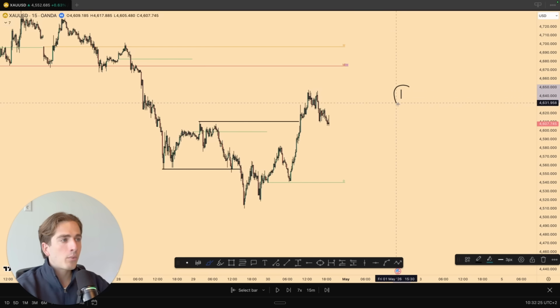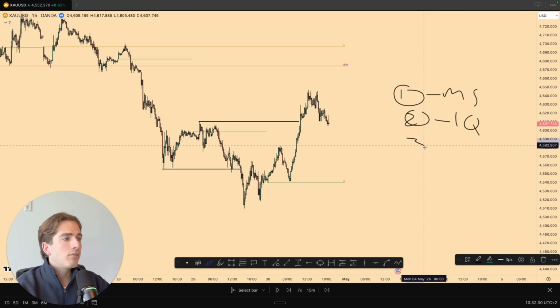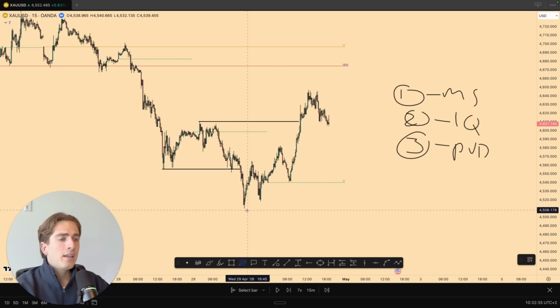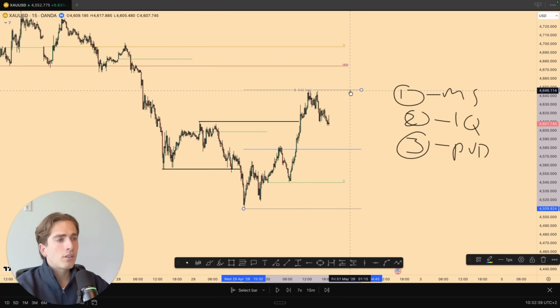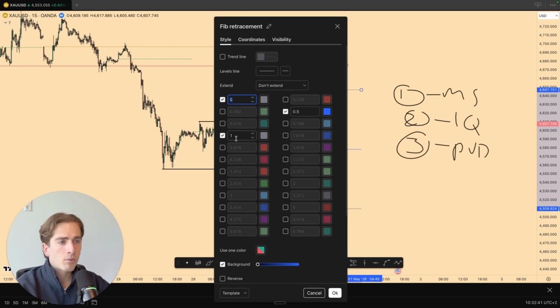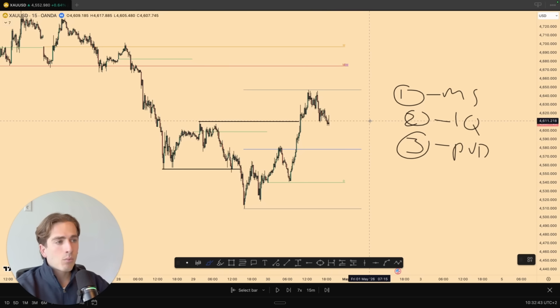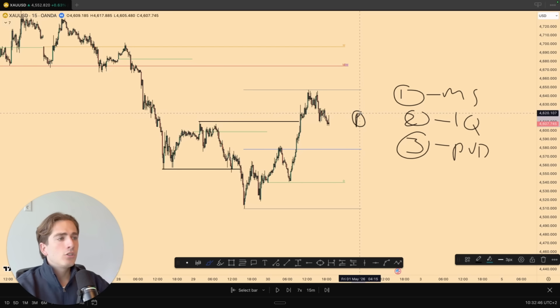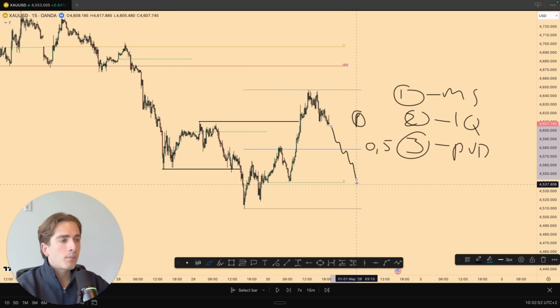confluence. Because remember, we have market structure, we have liquidity, and now what I have added in here for you guys is going to be the PVD, which is the premium versus discount. And the premium versus discount is very simply said the Fibonacci retracement tool. These are the overall settings that I use, the 0, the 0.5, and the 1. And I believe personally that whenever the market is trading at a premium, so above the 0.5 Fibonacci retracement, I'm happy to look for a potential short position before looking for the next upside leg up higher.